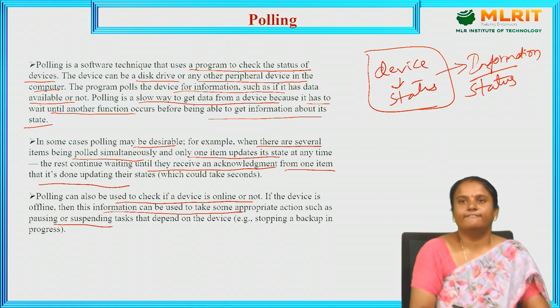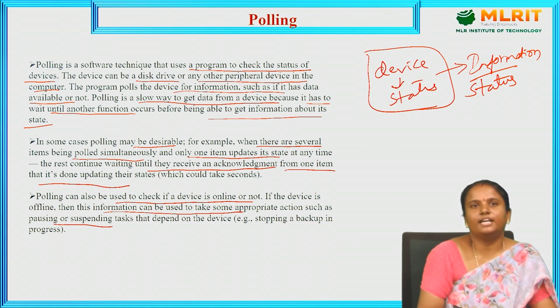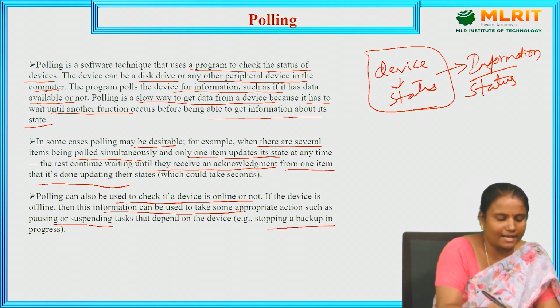So when we are online, we can check the device directly to see whether it is present or not. Why? Because we have high internet speed, so we can tell the availability of these devices. If it is offline, the information can be used to take more appropriate action, such as pausing or suspending some tasks that depend on the device, or stopping a backup in progress.